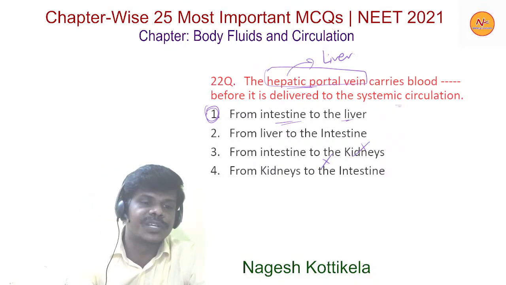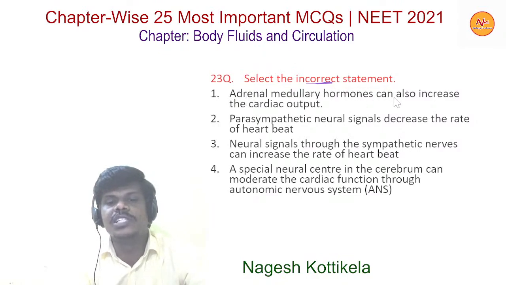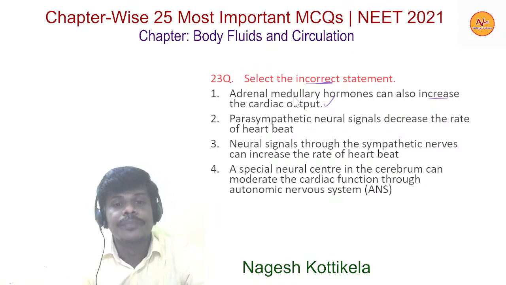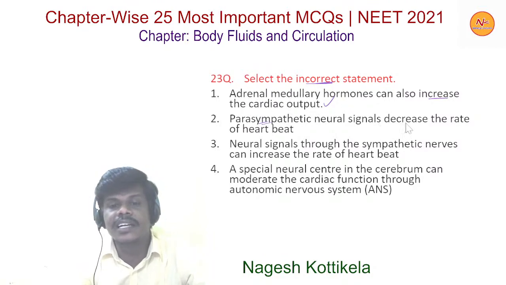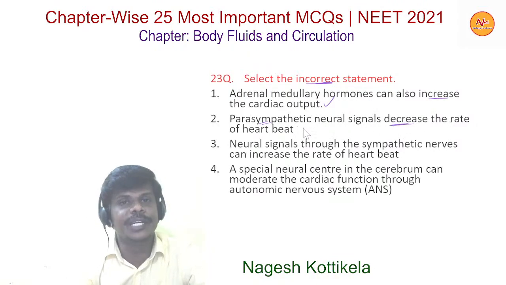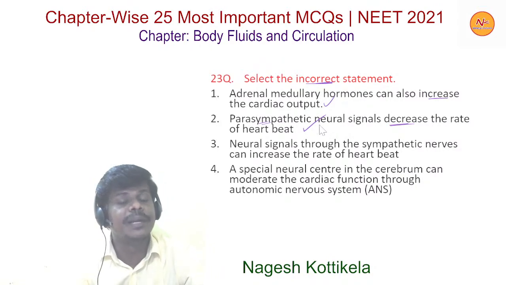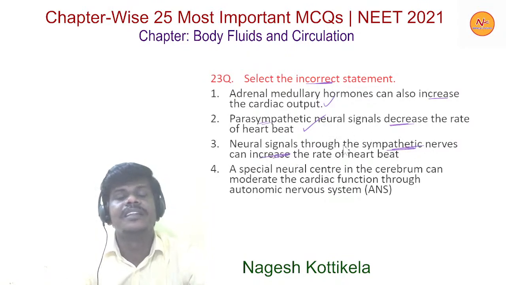Now, moving to the next question, question number 23. Select the incorrect statement. Option 1, adrenal medullary hormones can increase the cardiac output. Yes, adrenal medullary hormones like adrenaline can increase the cardiac output. It is the correct statement. Now, parasympathetic neural signals decrease rate of heartbeat. Yes, this is correct. Parasympathetic nervous system reduces the heartbeat and brings it to the normal.